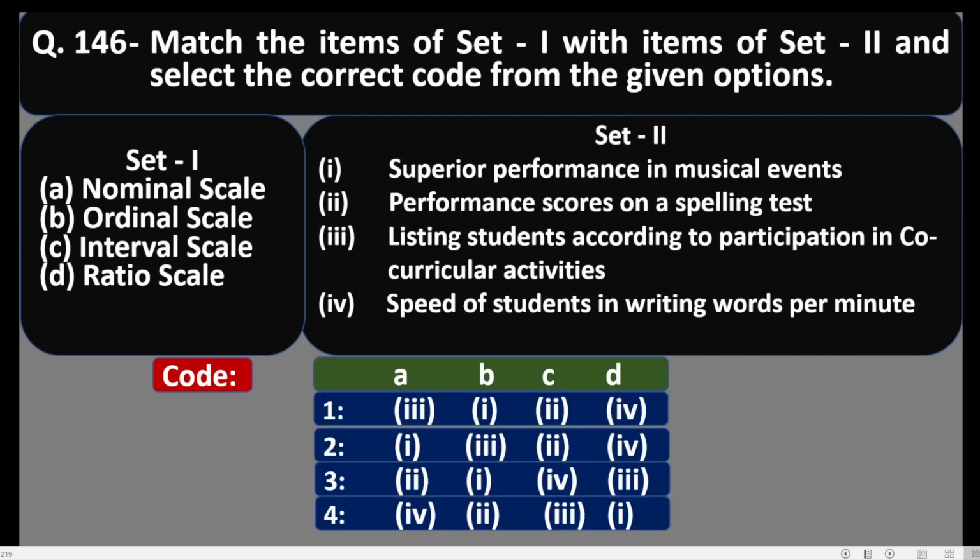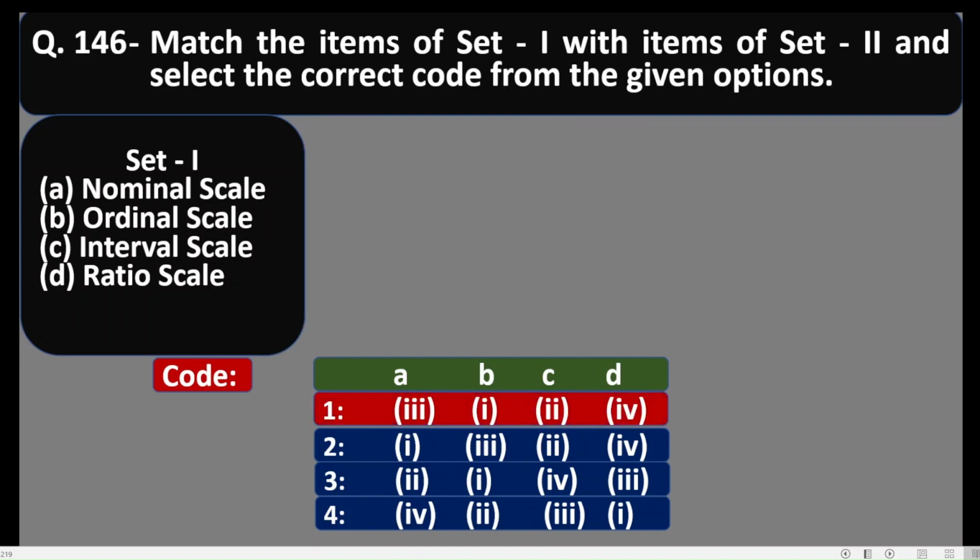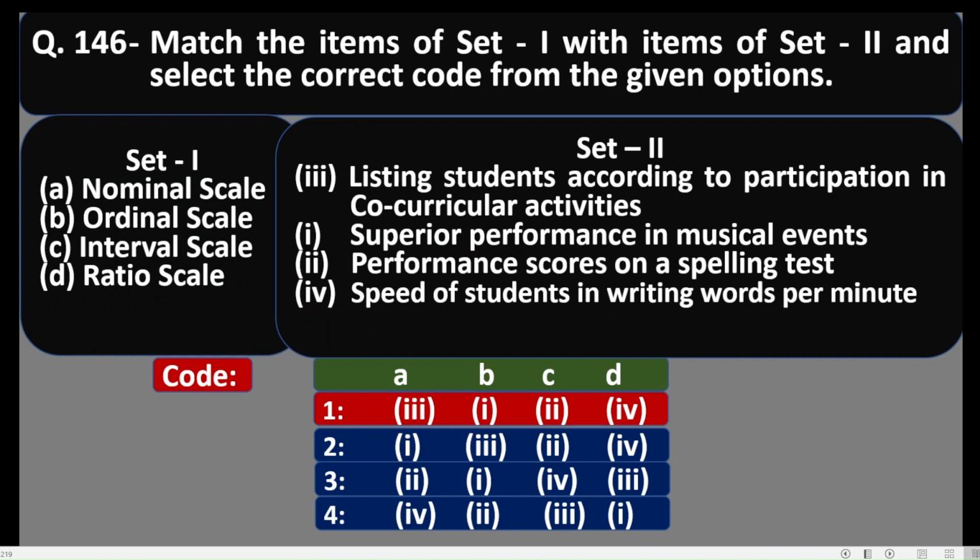Four options are given, A, B, C, D, and their pairs are given. The correct is number 1 that we have discussed. And on the basis of that, we can say that nominal scale is listing students according to participation in co-curricular activities. And ordinal scale is a superior performance in musical events. Interval scale is performance scores on a spelling test. And ratio scale, speed of students in writing words per minute. So option 1 is correct.